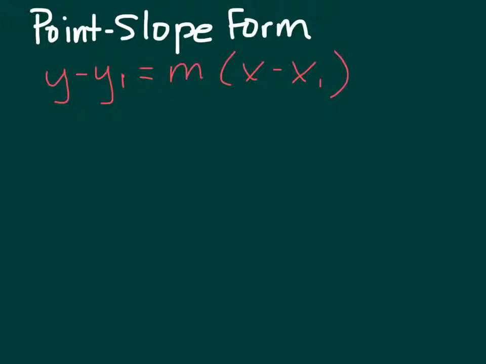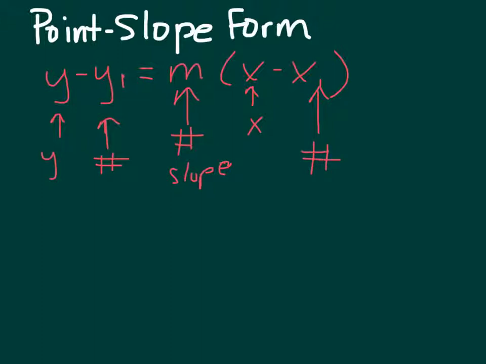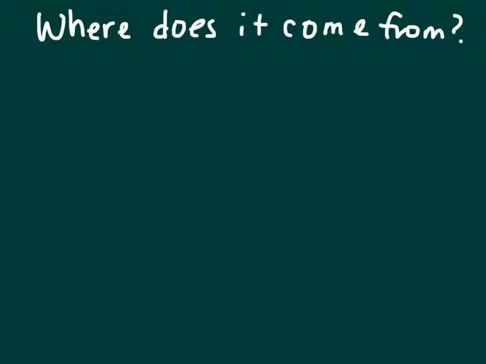Okay? Now, this first y is just going to stay a y. The reason this one says y1 is that it needs to be a number from an ordered pair. This m is going to be a number. It's our slope. This x is just going to stay an x. And the second x, the x1, is going to be a number that's going to come from the same ordered pair as this y.